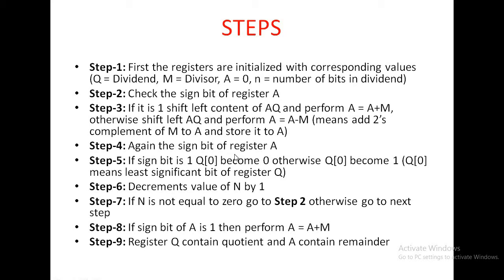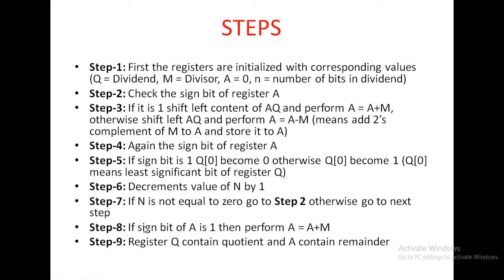Again, the sign bit of register A is checked. If the sign bit is 1, Q0 value is 0. If the sign bit is not 1, Q0 becomes 1. And what is Q0? Q0 is nothing but the least significant bit, the LSB of register Q. Decrement the value of N by 1. If N is not equal to 0, go to step 2 and perform all these steps again.